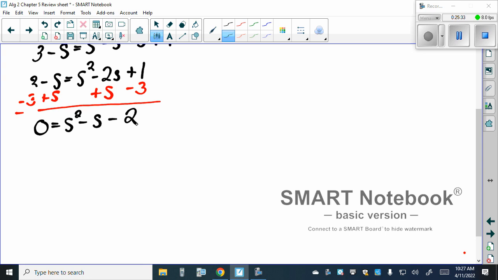Because we'll have to subtract 3 and add s. Because again, if we have a variable with an exponent greater than 1, so 2 or greater, we have to get it equal to 0. Now at this point, we can graph it to see where this graph crosses the x-axis, or we can factor it.